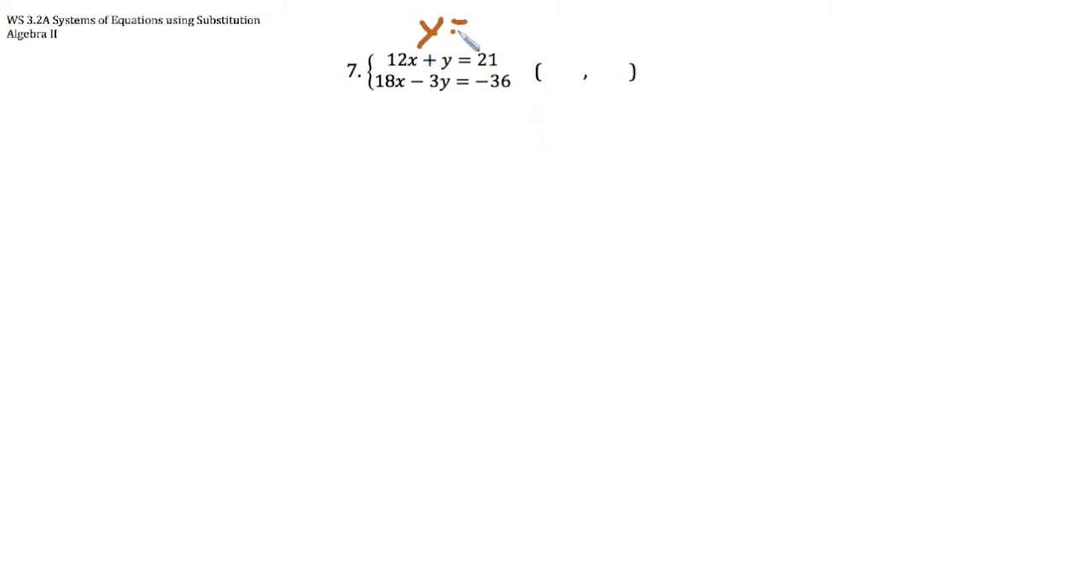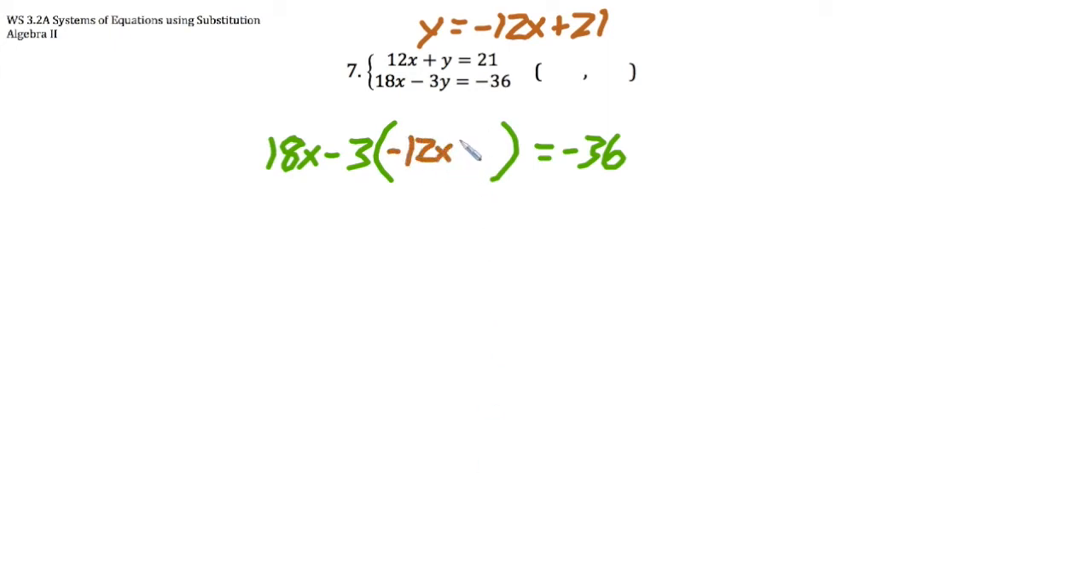That's technically the same thing as simply putting it on the other side and changing its sign. I hope you can see that the top equation now has been rearranged. It's the same equation with the same solution set, only now it's redefined in terms of a variable. Y is negative 12x plus 21. And now I'm prepared to write the second equation, 18x minus 3 times, and I'm going to put a big set of parentheses here, y equals negative 36. Only the thing is, I know what y is. It's negative 12x plus 21.